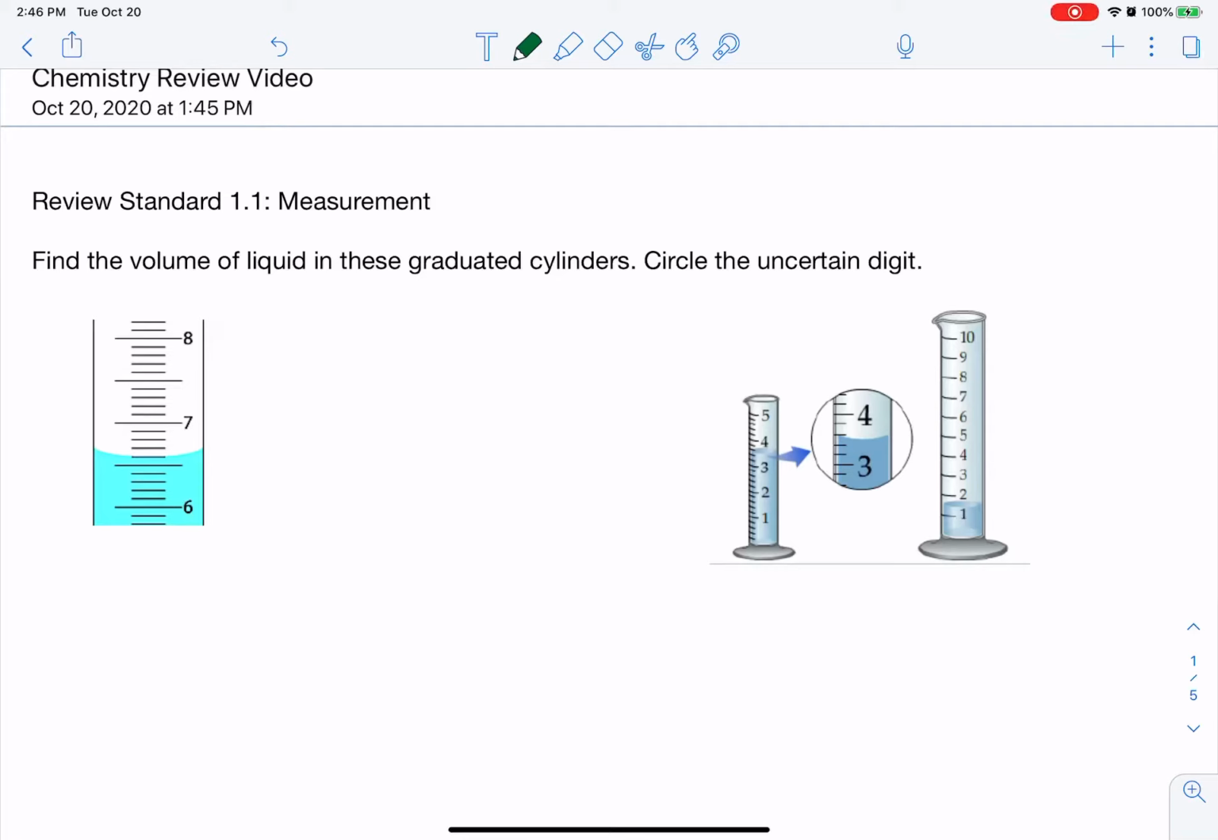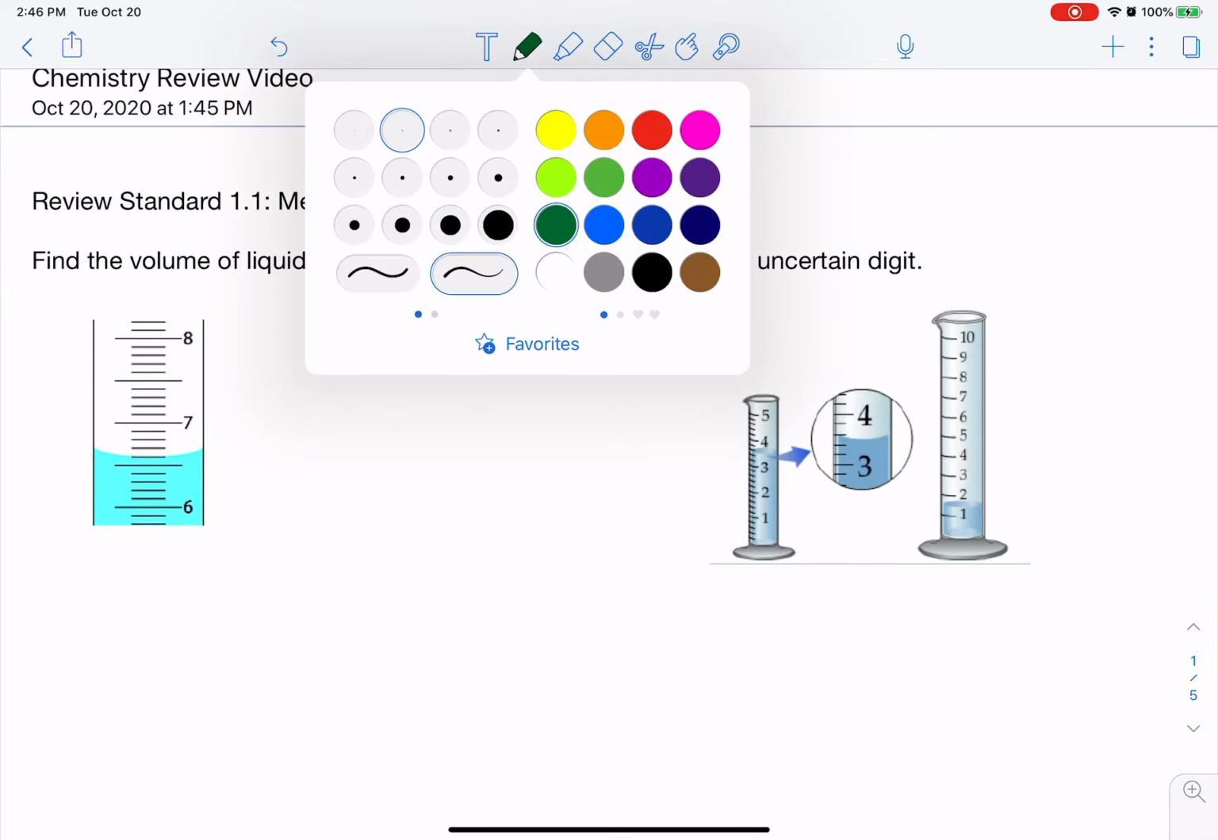Hi everybody, in this video I'm going to go over a review of Unit 1 in chemistry. I'm going to go over some practice problems for each review standard, and so if you already understand some of this, you can skip forward to the learning standards that you're struggling with. But here we go, let's start with standard 1.1, which goes over measurement.